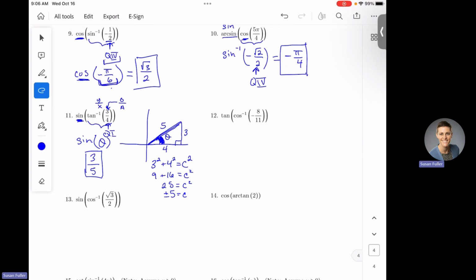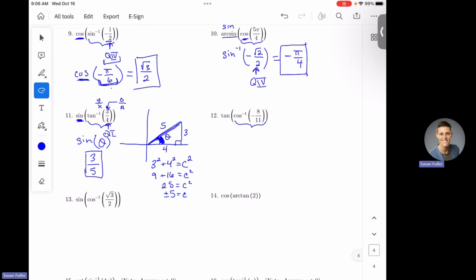Okay, so let's try that again. Well, let's try another one, I suppose. Number 12, what if I have the tangent of the inverse cosine of -8 over 11? Again, we're going to start on the inside where we always do, and we're going to do the inverse cosine of -8 over 11.